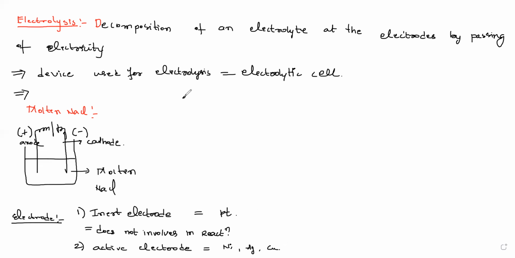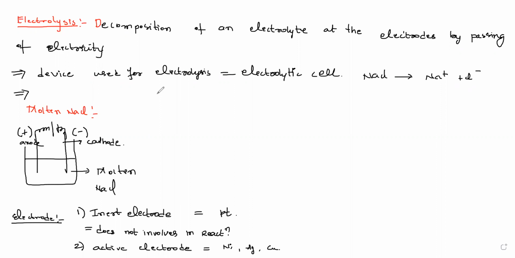So at the anode, which reaction is given? First of all, when current is passed, NaCl converts into Na+ and Cl-. NaCl is acting as an electrolyte. But which electrolyte is taken? Molten electrolyte, meaning molten NaCl.